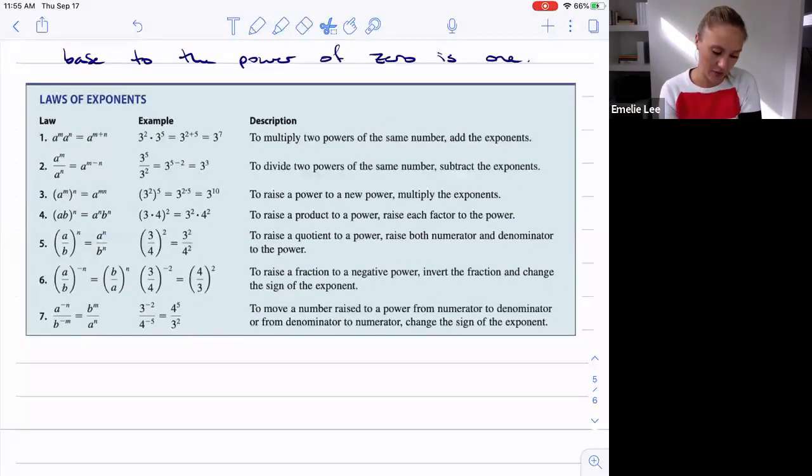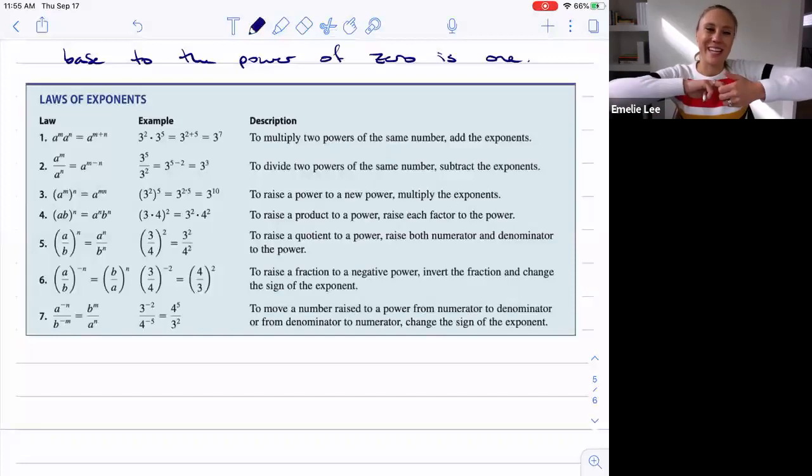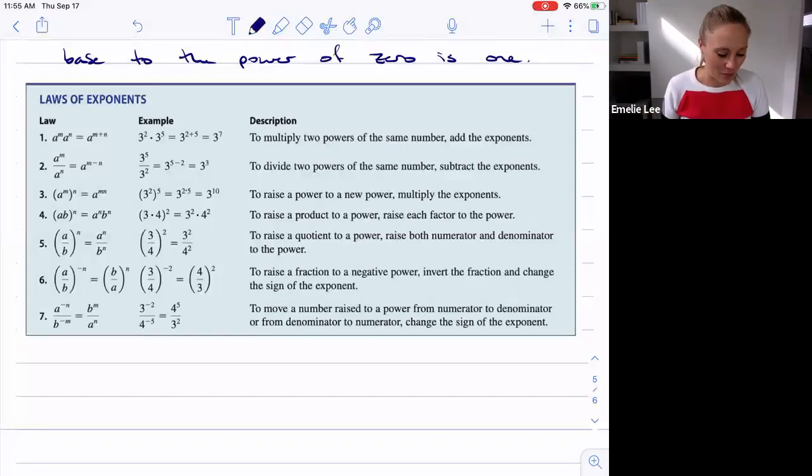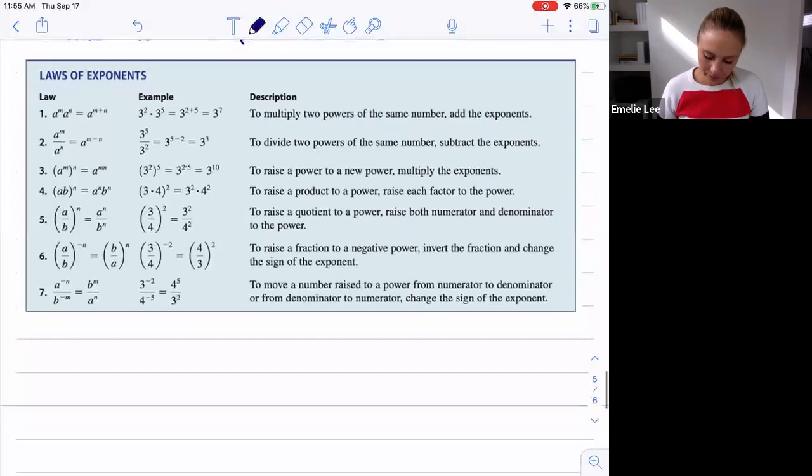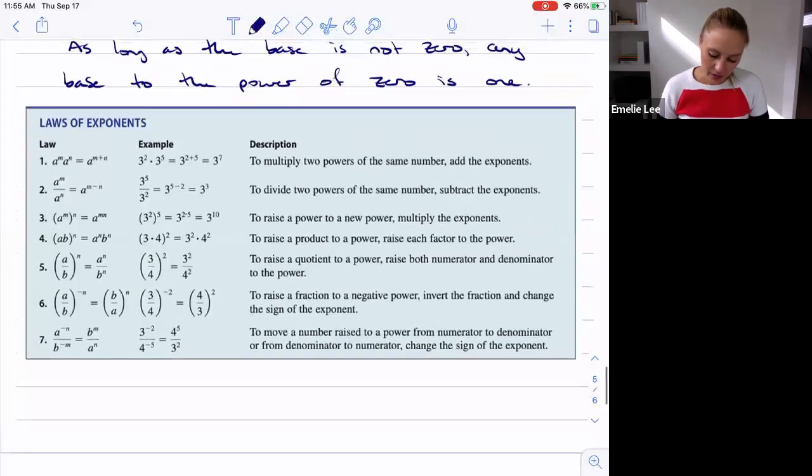We'll do a couple of examples just to make sure that we've got it. What's nice is that they all go hand in hand and they're all related somehow. We want to pay attention to the bases that are given here. If it says that it has to be the same base, then it only applies if you have the same base, of course.